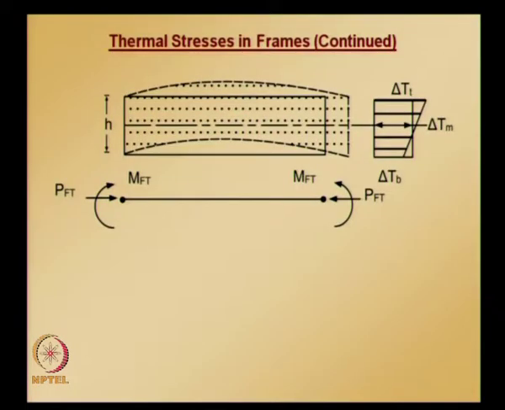So if the top surface temperature is less than the bottom surface temperature, then the fixed end moments are going to act in the direction opposite to the arrows indicated there. Similarly, if the average temperature, that is the average of top surface and bottom surface put together, is an increase, then the axial forces will act in the direction shown in the figure, otherwise the direction will be opposite.